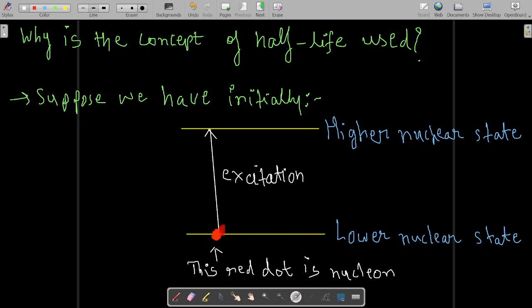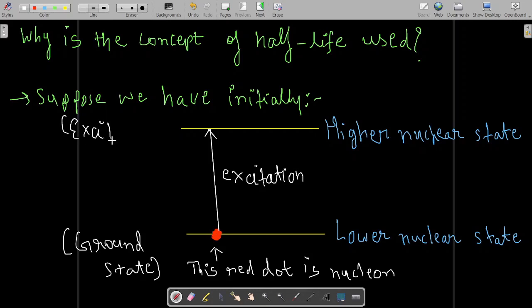This is the ground state, and this is the excited state. We can clearly write this over here: this is the ground state, and this is the excited state.